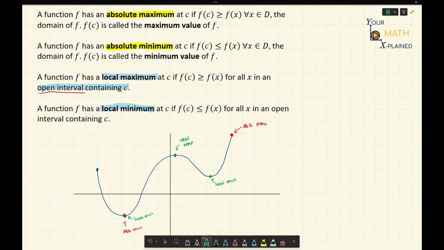So notice that a point can be both an absolute minimum and a local minimum. Similarly for being absolute max. A point can both be the absolute maximum as well as a local maximum. However, the important thing that you need to know is that your endpoints on a graph can never be a local extremum. And the reason is because we cannot create an open interval containing the endpoint. So therefore, the local extrema are only going to exist in the middle of the graph.